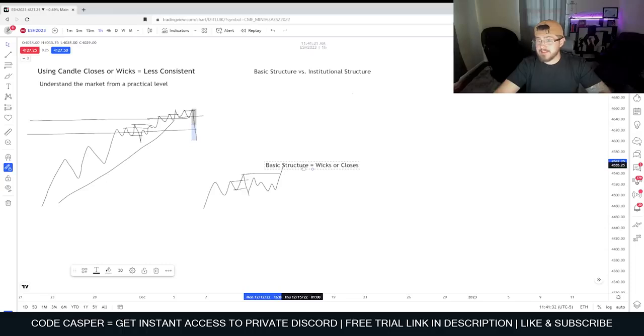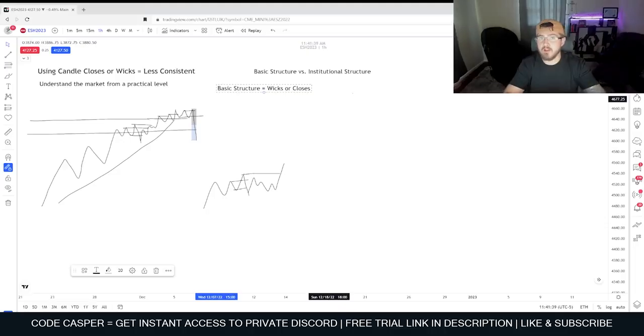So the difference is, basic structure is just using wicks or closes, and it may work, but I promise you're going to have hiccups, and those hiccups then translate into psychological errors, and it's a butterfly effect. I mean, trust me, I've been through it.